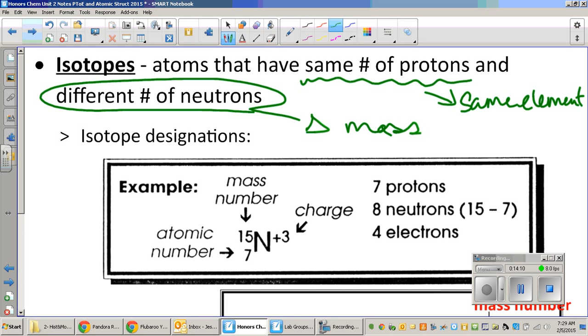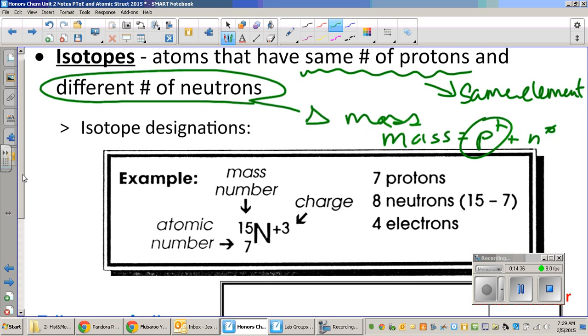Don't forget, I didn't actually say this earlier, the mass is made up of protons plus neutrons. Electrons are so itty bitty, we say they're negligible in mass. They're very, very small, so we just ignore their mass. So the mass number is made up of protons plus neutrons. If I can't change the protons, that's good. If I change the neutrons, then the mass will change. So isotopes just have different masses. That's it. Same element, different masses.